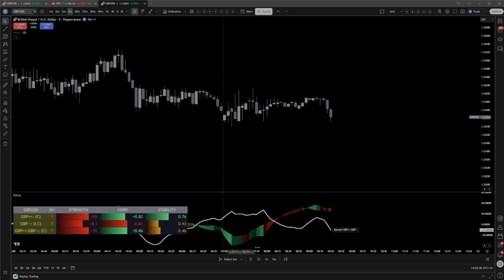Right, here's a good example. So, as you can see, we now have yellow highlighting on the correlated, inversely correlated, and the synthetic spread. Strength minus 10, minus 8.1, minus 10, and correlation above the plus 0.5 threshold for correlated instruments and minus 0.5 for the inversely correlated.